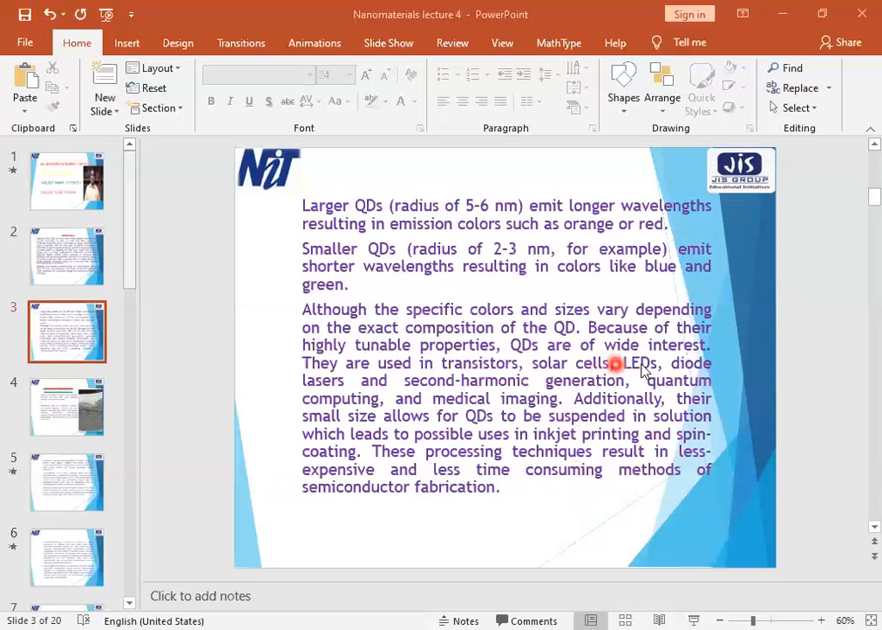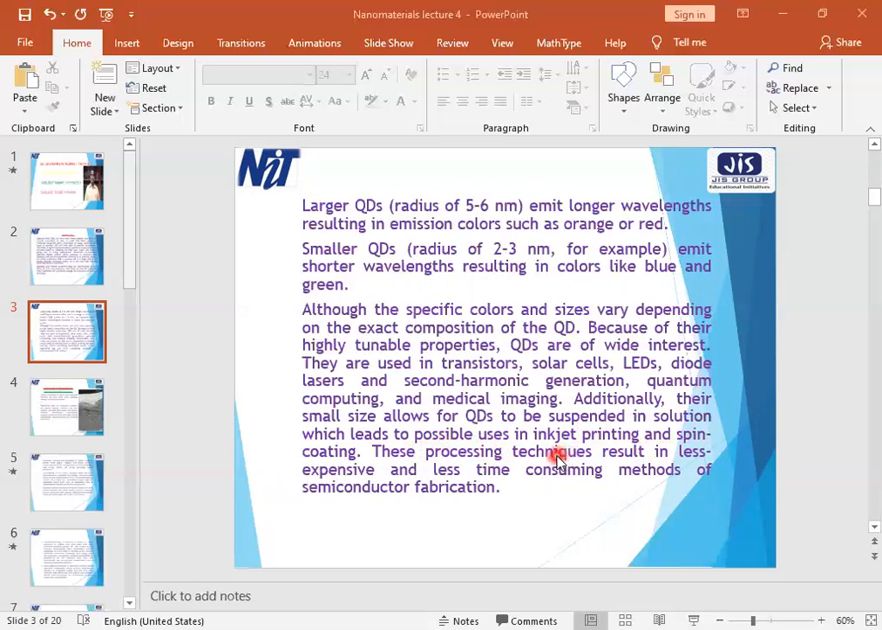So quantum dots are of wide interest. They are used in transistors, solar cells, LEDs, diode lasers, second harmonic generation, quantum computing and medical imaging devices. Because of the dependence of their properties on size and shape, the quantum dots can be suspended in solution, which leads to possible uses in inkjet printing and spin coating. So these are the uses of quantum dots.